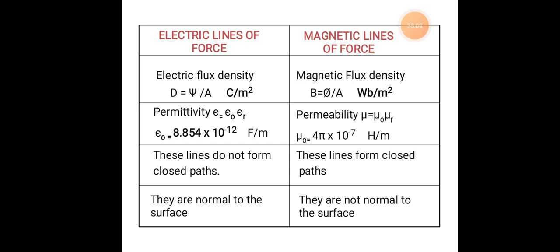In electric lines of force, these lines do not form closed paths. In magnetic lines of force, these lines form closed paths. Electric lines of force are normal to the surface. Magnetic lines of force are not normal to the surface.